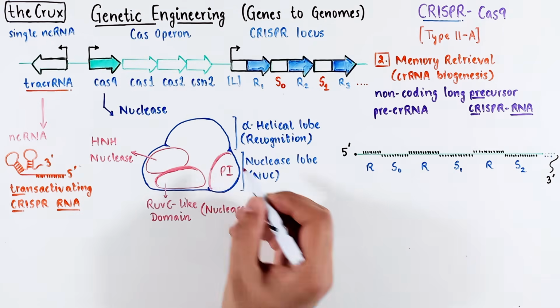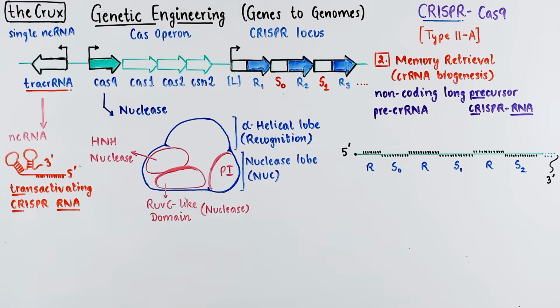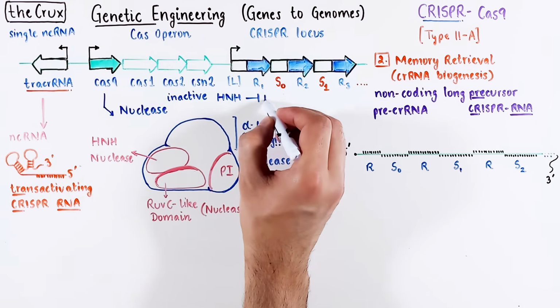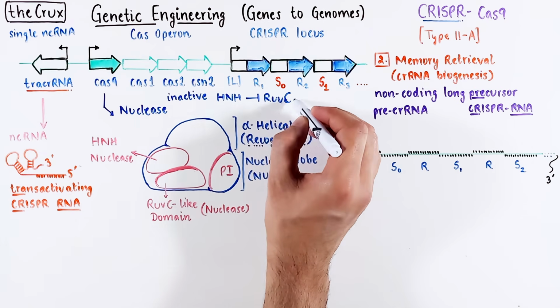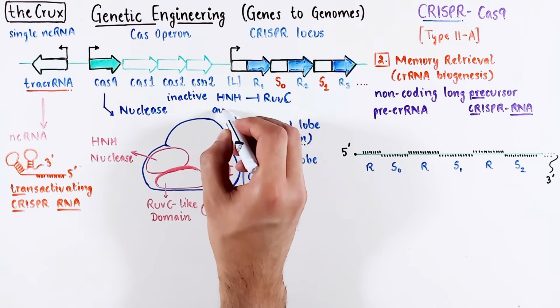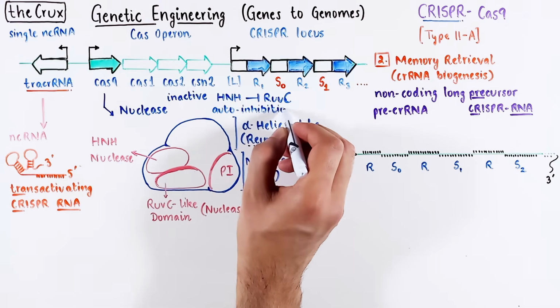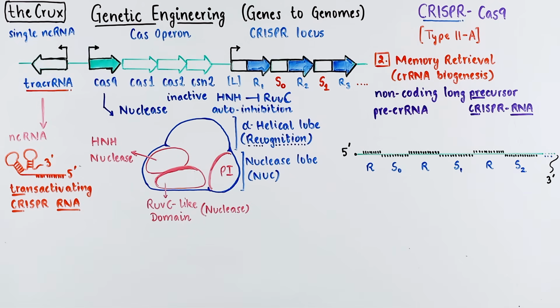And you've already seen the PAM interacting domain. Take note that in its default state, the Cas9 protein is inactive. The HNH nuclease domain inhibits the RuVC domain. We saw this inactivity in spacer acquisition as well.